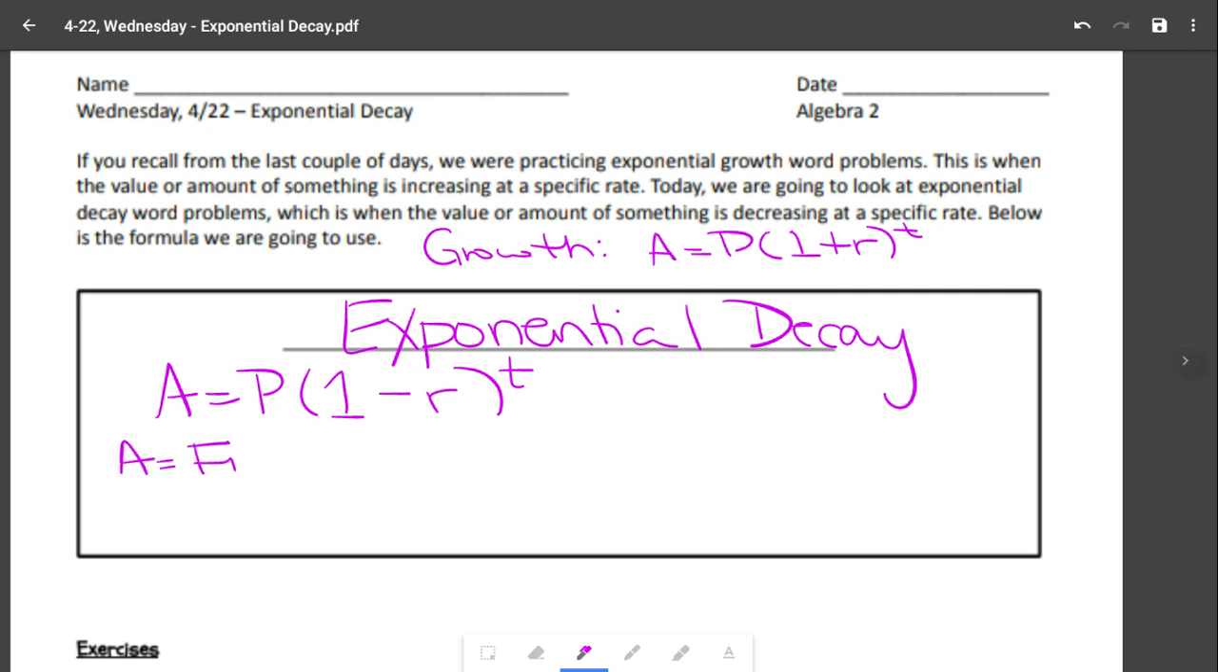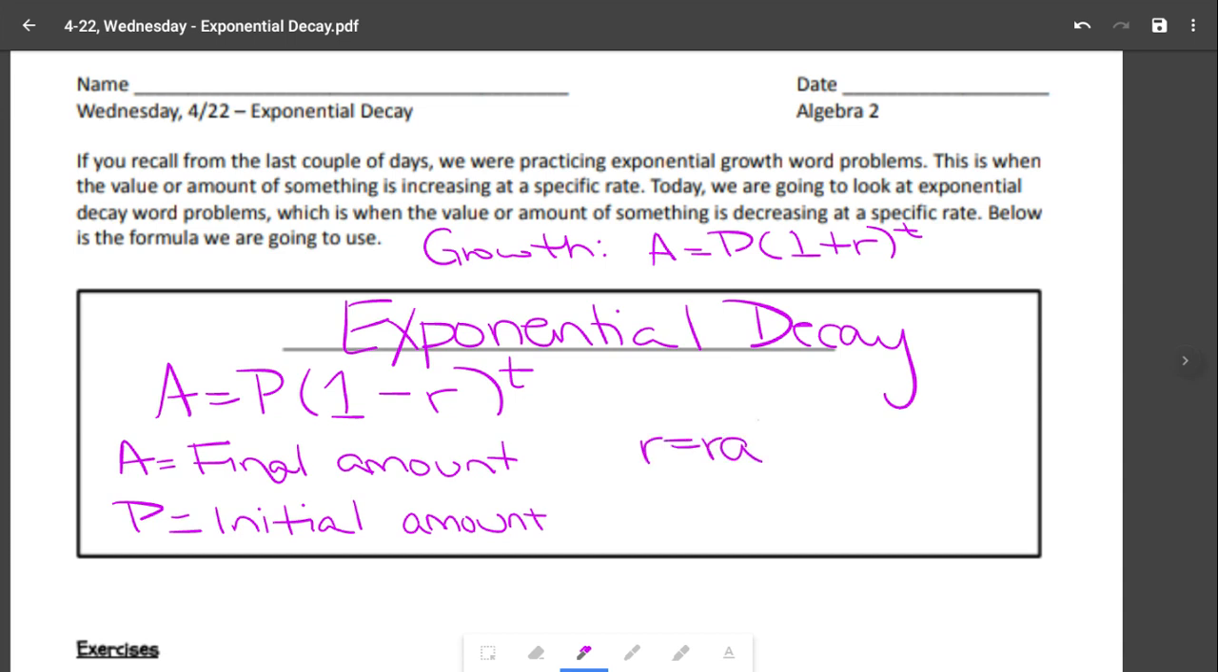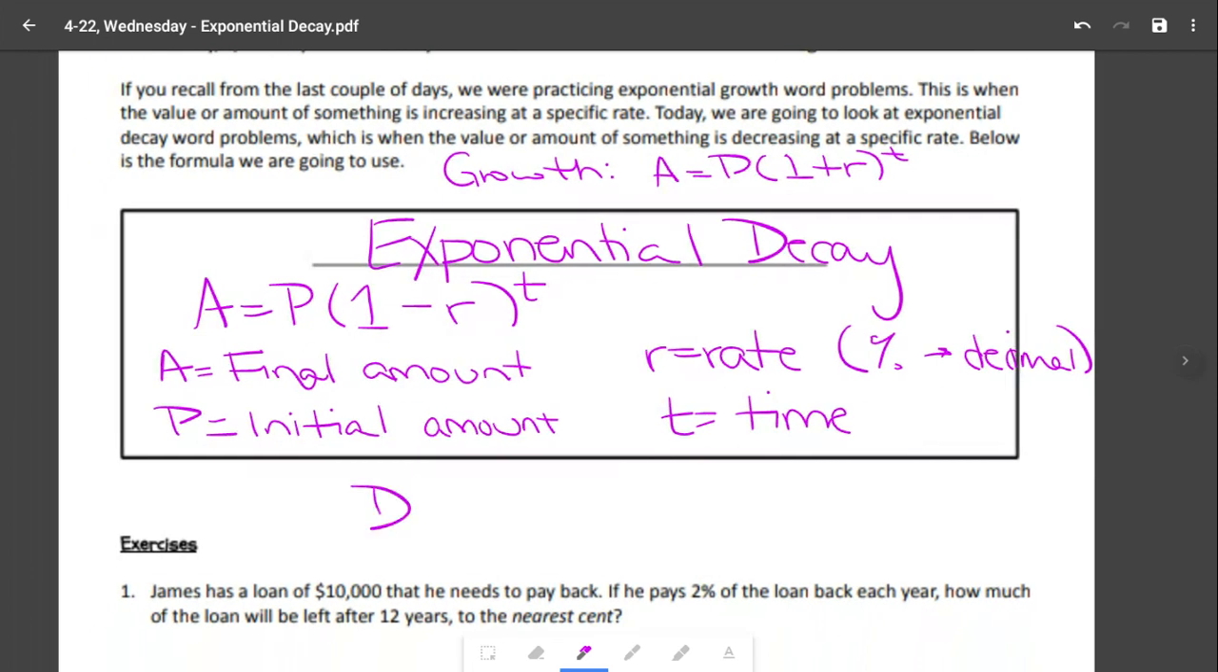Everything still represents the same stuff. A is your final amount. P is your initial amount. R is the rate. And we're still going to take the percent and convert it to a decimal. And T is time. Now, if you remember growth, I said that 1 plus R is always greater than 1. If it's decay, that 1 minus R is always less than 1.